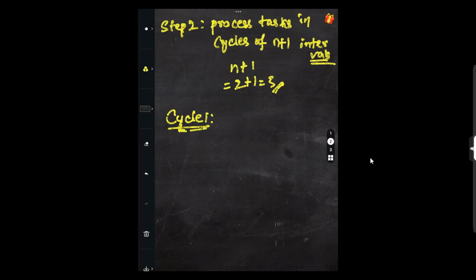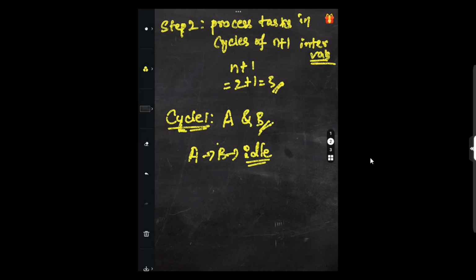What happens in cycle 1 here? We have to pick the two most frequent tasks. That is nothing but A and B, the two most frequent tasks here. After executing them, we reduce their count by 1. Since we only have two tasks, A and B, the third slot will be idle here. In this case, we'll go with A, B, and the third slot is idle. Why is the third slot idle? Because we have only two tasks, A and B.